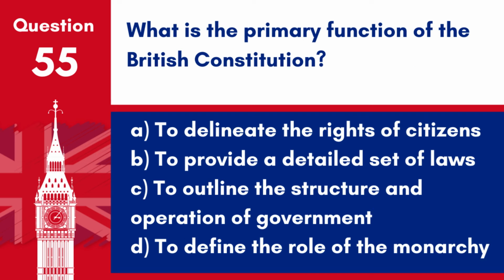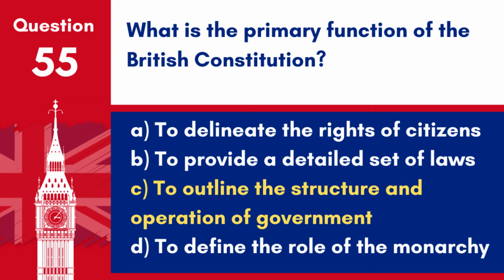Question 55. What is the primary function of the British Constitution? A. To delineate the rights of citizens. B. To provide a detailed set of laws. C. To outline the structure and operation of government. D. To define the role of the monarchy.